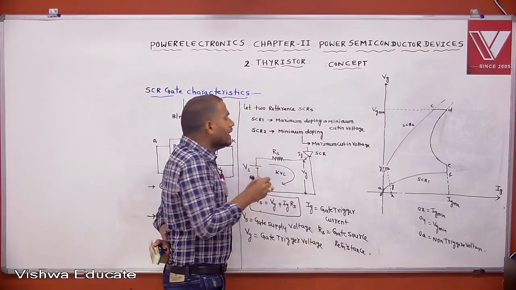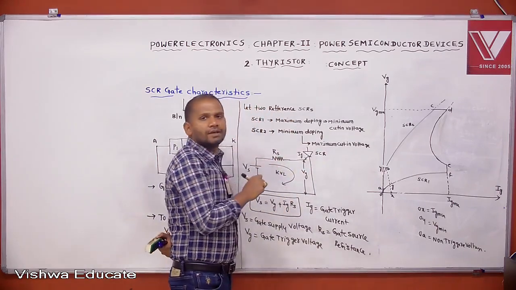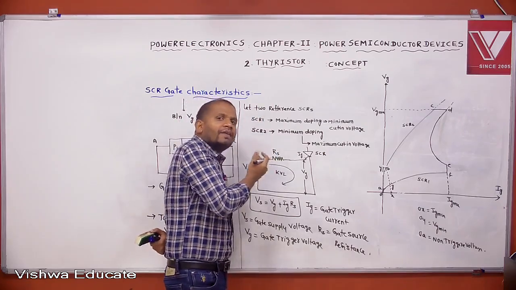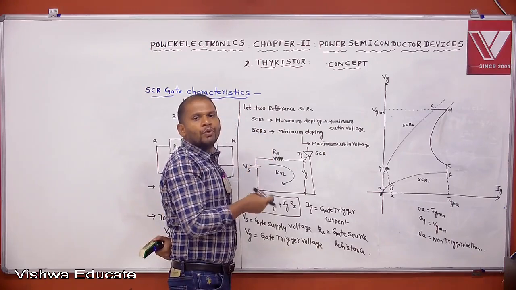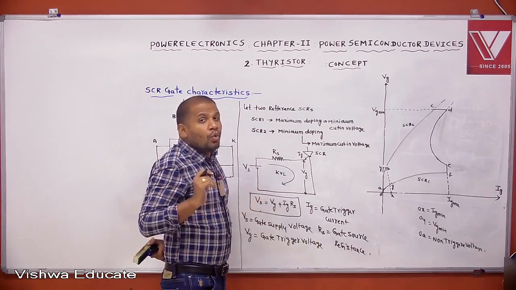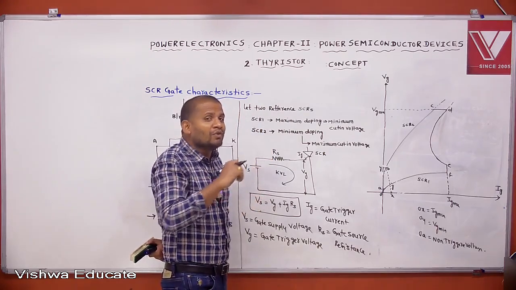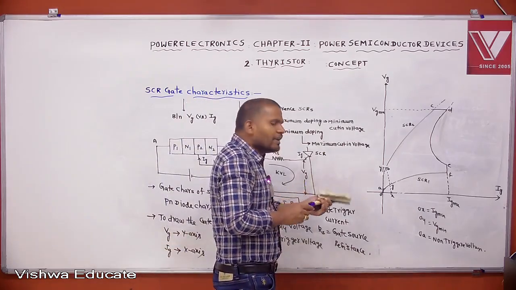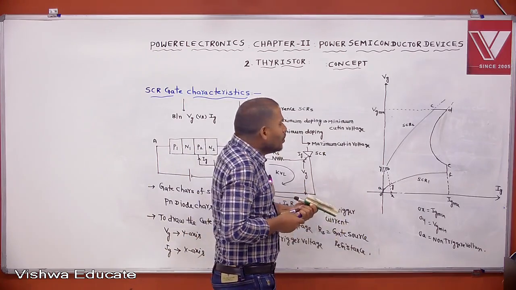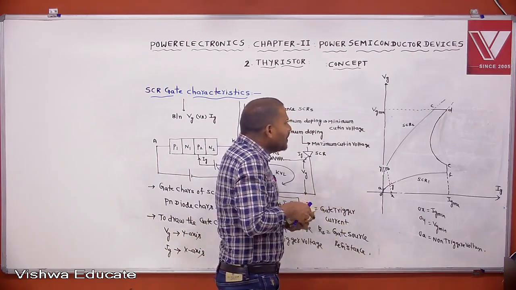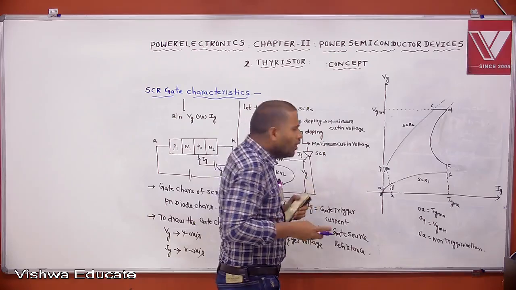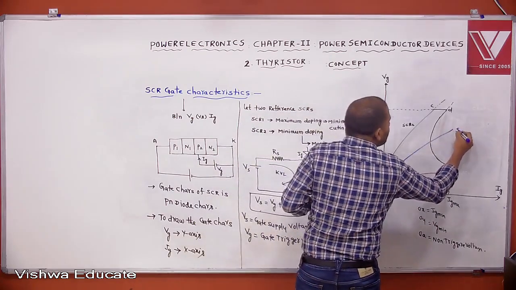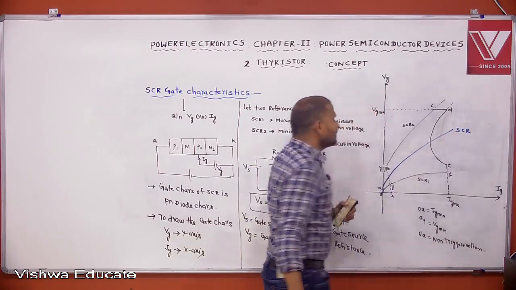Now draw the gate characteristics of the given SCR. One SCR is maximum doping, another SCR is minimum doping. Take any other SCR whose characteristics are in between 1 and 2. Then if you draw the gate characteristics of this thyristor, whose doping concentration is in between 1 and 2, the cutting voltage is also in between 1 and 2.